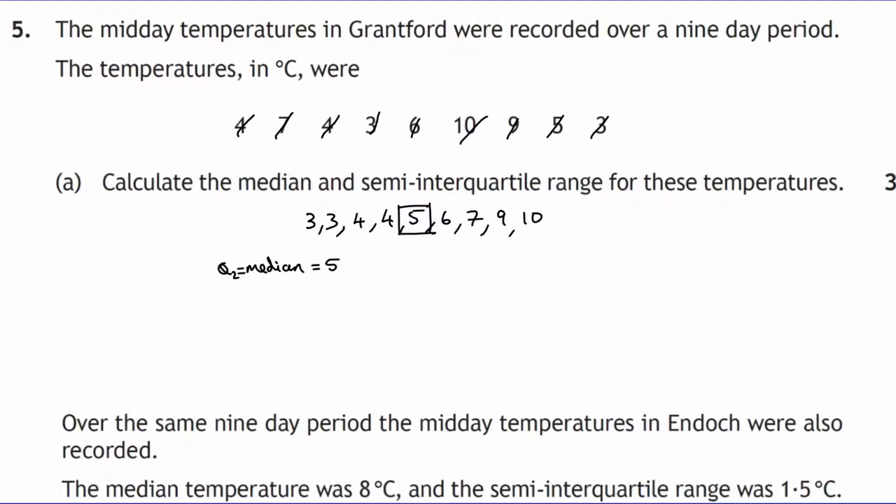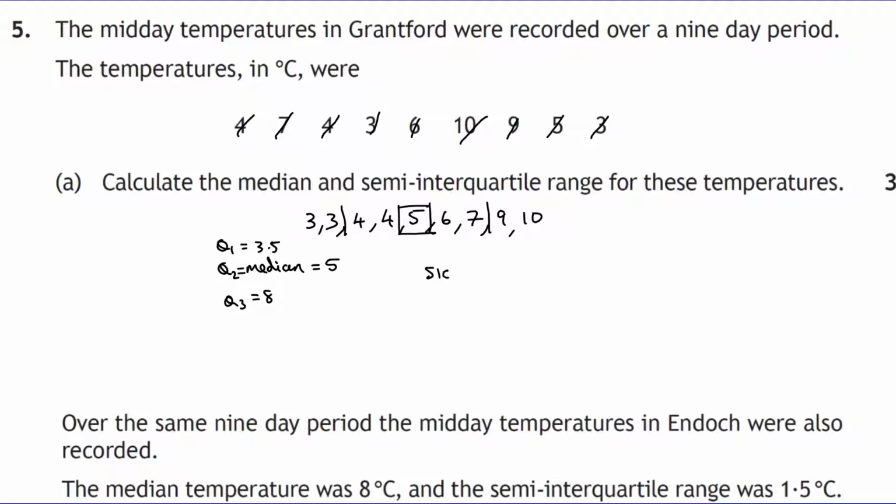That's also our Q2 for the quartiles. So if we're looking for semi-interquartile range, we've got to have a Q1 and a Q3. So Q1 is the middle of the lower half. We've got 4 numbers in this lower half here. We're going to split that in the middle, and we're going to end up with 3.5 because it's halfway between the 3 and the 4. There's 2 numbers in each half. Same idea up at the top. So the middle of the top 4 group is going to be 8, halfway between 7 and 9.